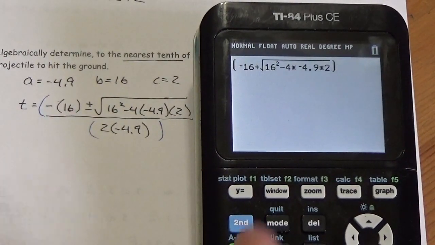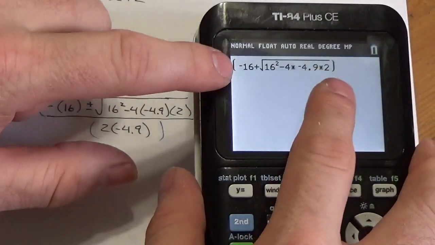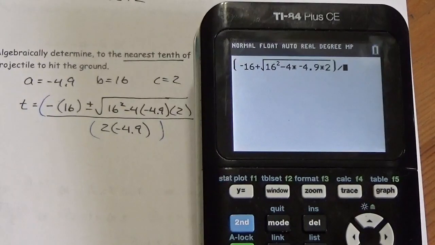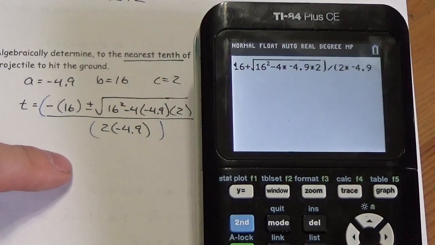I also need to close the brackets for the numerator so that the calculator knows to do all this first, divided by, open up brackets, 2 times negative 4.9. And again, I'm going to put that in brackets.